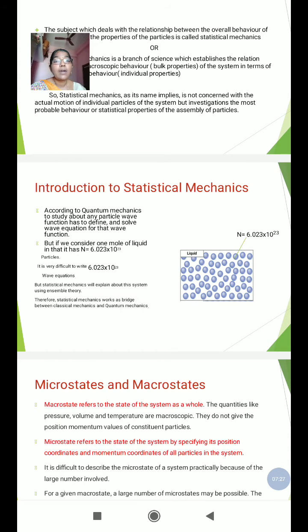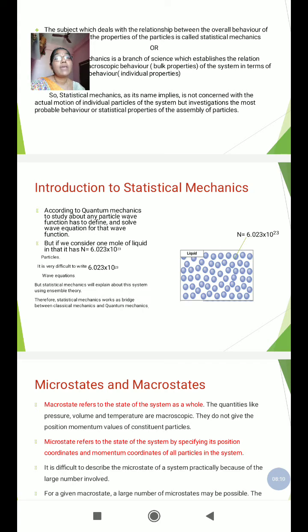But if we want to know about microscopic particles, then what do we have to do? We know that we have one tool. What is that? Quantum mechanics. Quantum mechanics is used to study microscopic particles. But according to quantum mechanics, if you want to know about any particle, you have to write the wave function for that particle. So first we have to write the wave function for that particle.